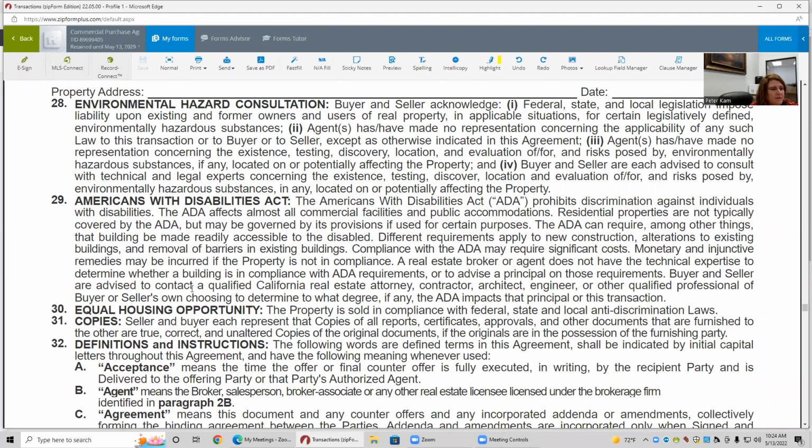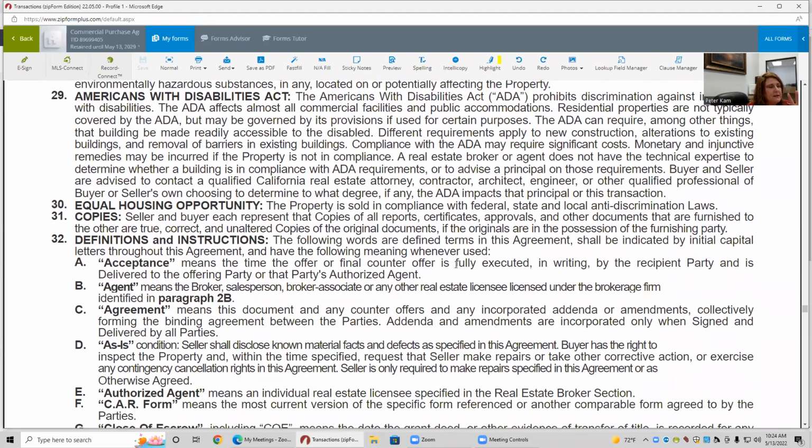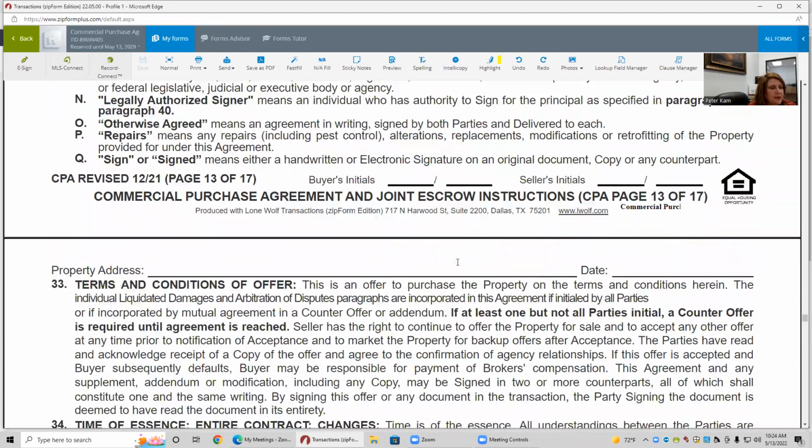The buyer and seller are advised to contact a qualified real estate attorney, contractor, architect, engineer, or other qualified professional of their choosing, to determine to what degree, if any, the ADA can impact this transaction, ADA requirements. So that's something for you to know about, that we can't advise on that because we wouldn't know if the bathrooms are ADA compliant, or the entryways. That's left up to the professionals, and that is telling them right here. Okay, so now the rest of this looks pretty much like residential.